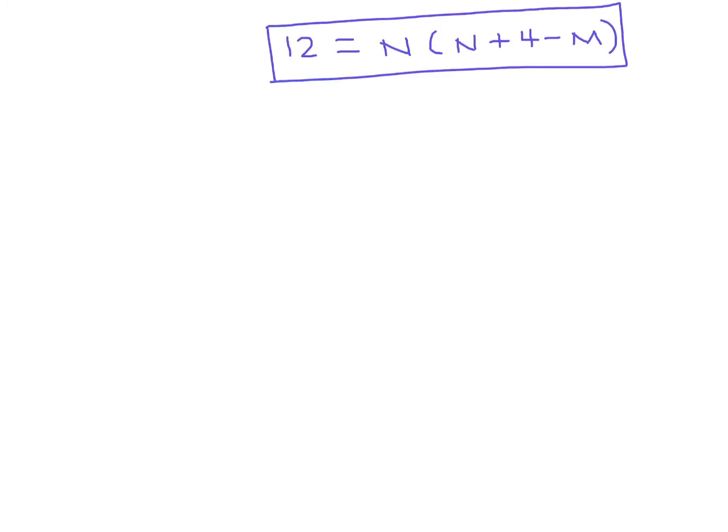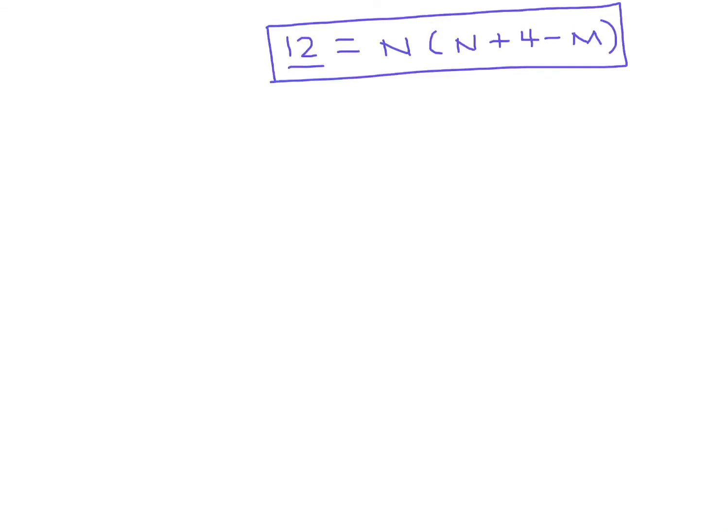Okay, so how do you solve this? Well, because you have two variables, we have to use something called inspection. Inspection basically means you have to plug in some numbers and see what happens.